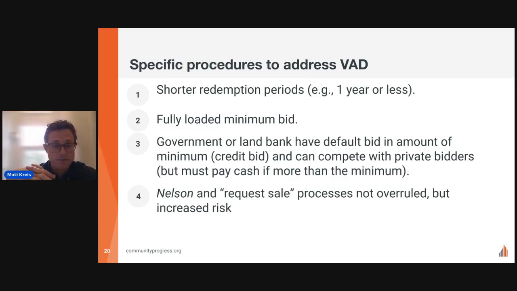And then lastly, just a reminder that Nelson, saying, okay, and for vacant properties, you also have to, as an owner, file a request to have a sale. Otherwise, you waive your right to any surplus or things like that. Just a reminder that processes like that are not overruled by the Supreme Court explicitly, but we do point out in that policy brief that there is increased risk. And we certainly encourage our partners to weigh that risk and their appetite for defending future challenges and other things like that as they're considering how to move forward.